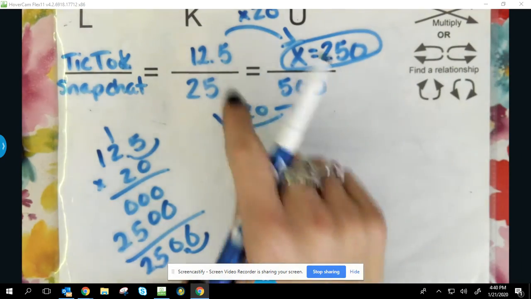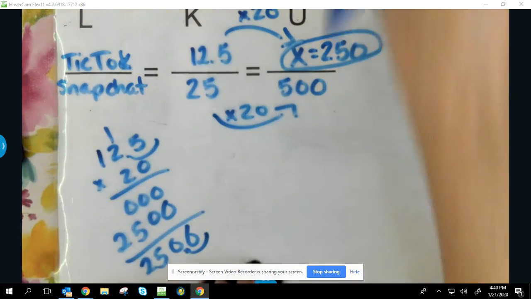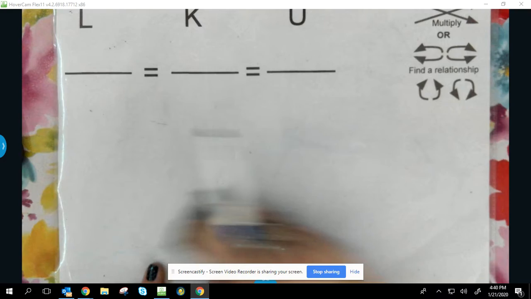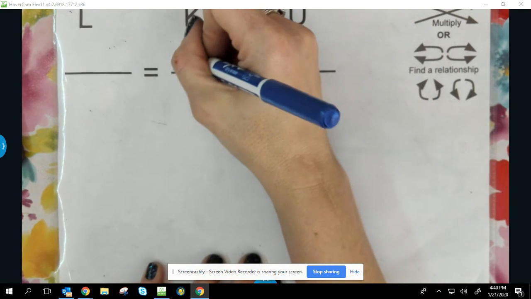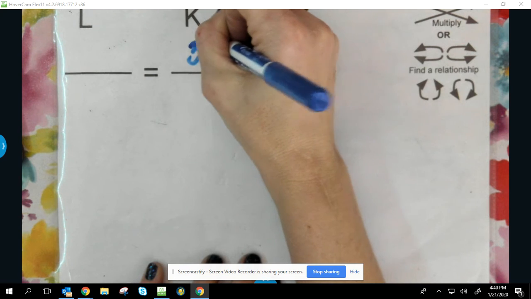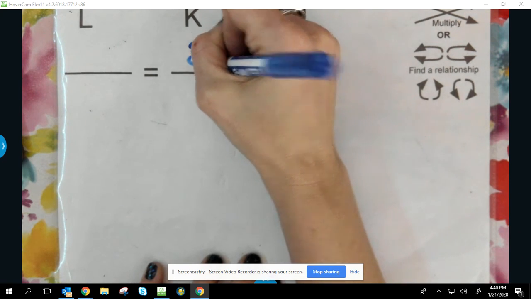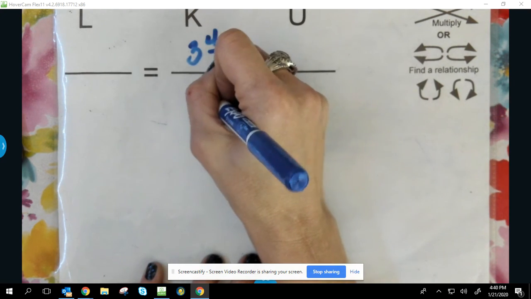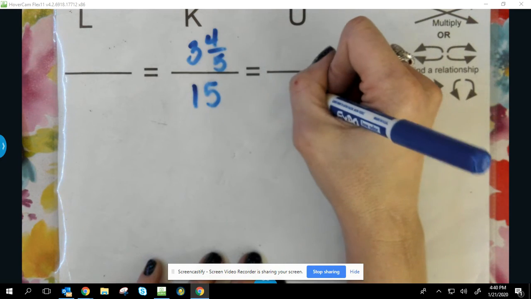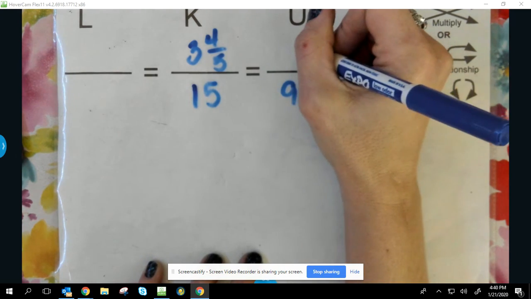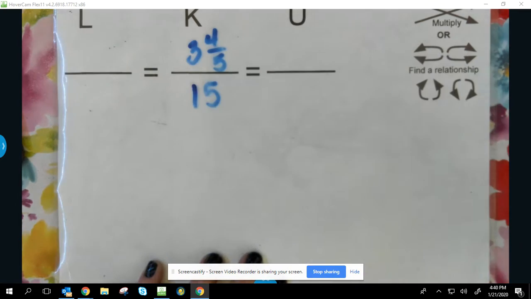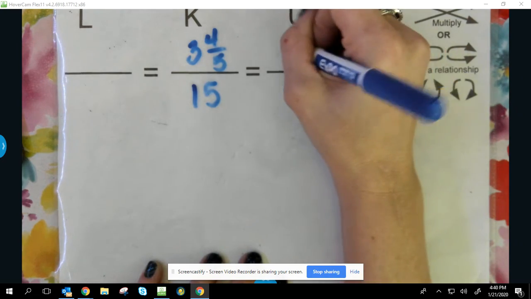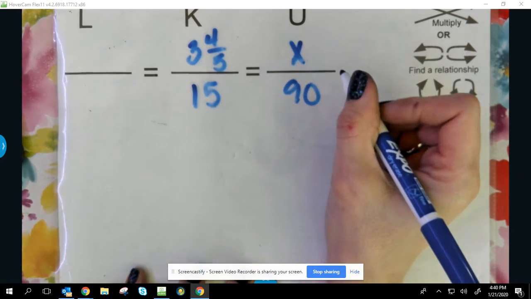Doesn't matter what you're given, a decimal or a percent, you can solve them all using the same format. So let's look over here. Let's get another example. So let's say our known is 3 4/5 over 15, and then we're going to do 90 over x. So this is what we're solving. All right. So here we go.